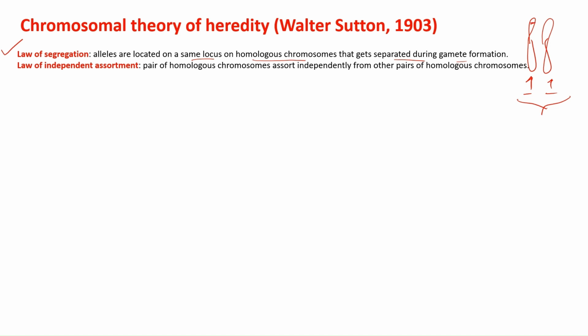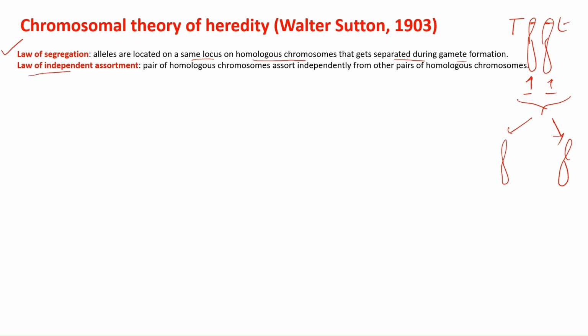Now here it is present capital T, here it is present small t. So these alleles are located on the same locus on homologous chromosomes and they get separated during gamete formation, because in gamete formation one chromosome will be like this in one cell, another chromosome in the other cell. So this is the chromosomal theory for the law of segregation.